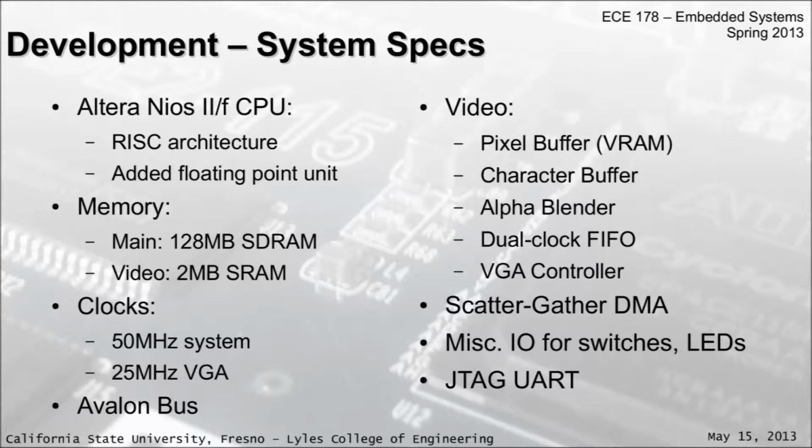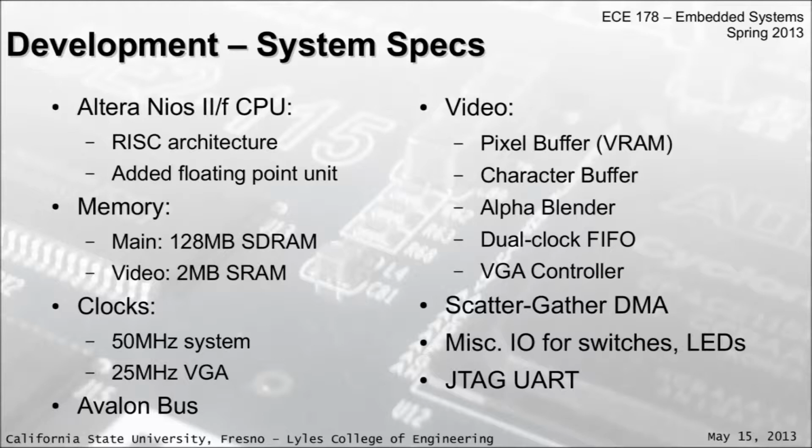Common features among the Nios 2: it's a RISC architecture based on MIPS, also very similar to ARM. There's an additional floating point unit added. For memory, main memory, there's an SDRAM controller to interface the DE2-115 board's 128 megabytes of SDRAM. And then for video, the 2 megabytes of SRAM is used as a pixel buffer.